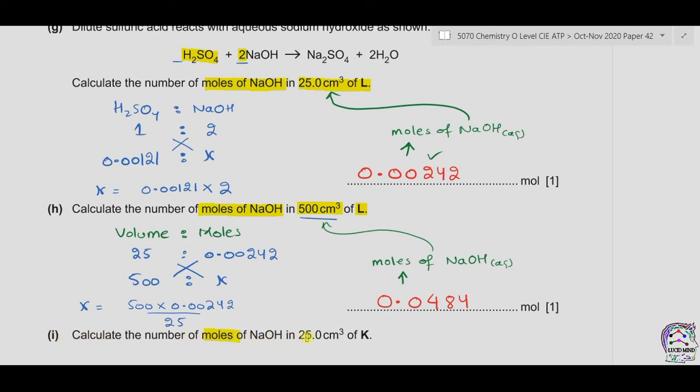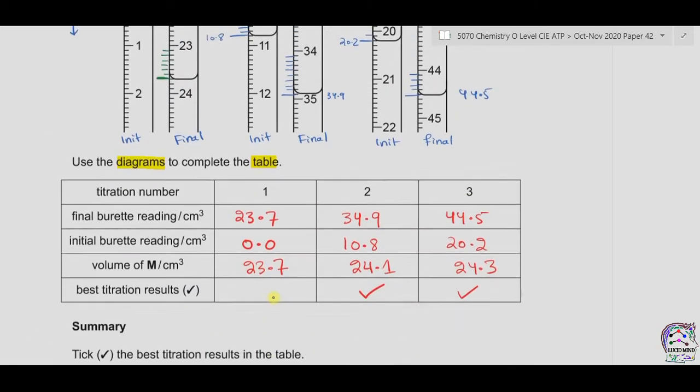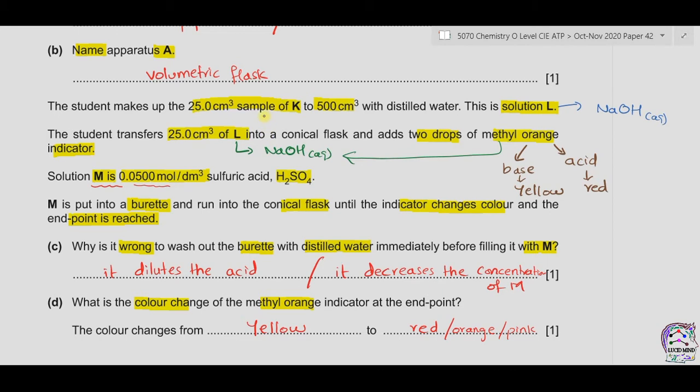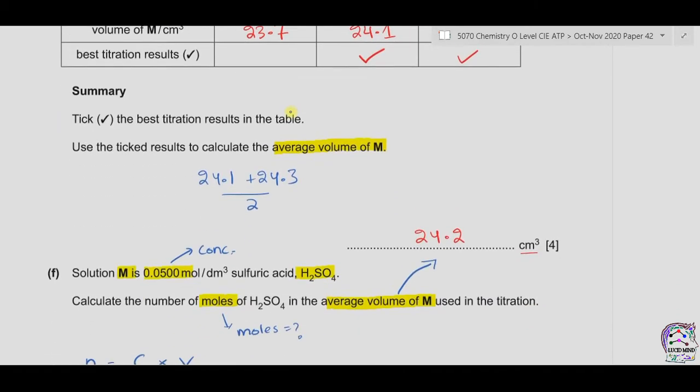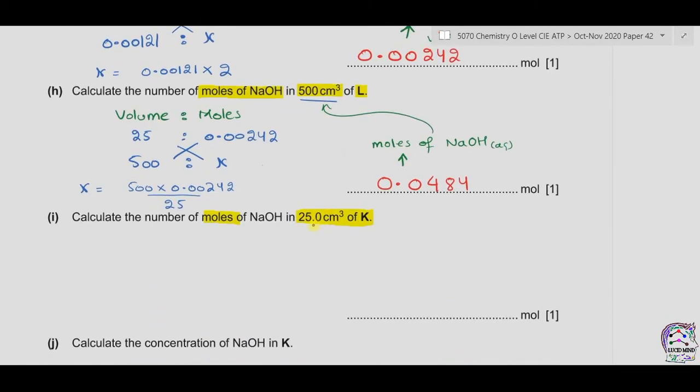Part I. Calculate the number of moles of sodium hydroxide in 25 cm³ of K. Going back to the question, we can see that 25 cm³ of K is used to make solution L, which is 500 cm³ of L. So it means that the number of moles in 25 cm³ of K is equal to the number of moles in 500 cm³ of solution L. This is because on dilution the number of moles does not change. So the number of moles in 25 cm³ of K will be the same as the number of moles in 500 cm³ of L. So we can write 0.0484 moles.